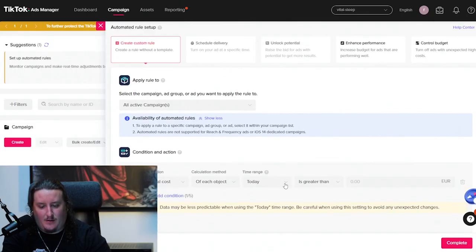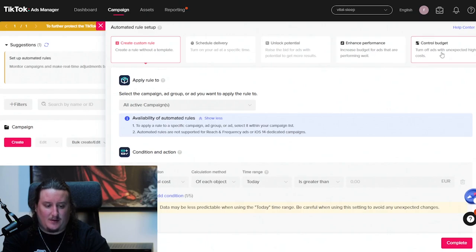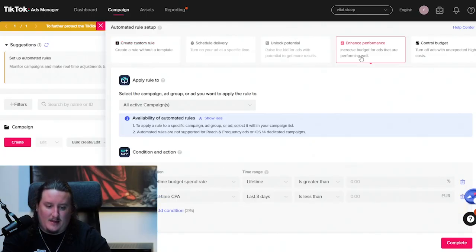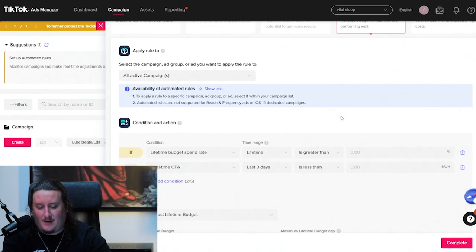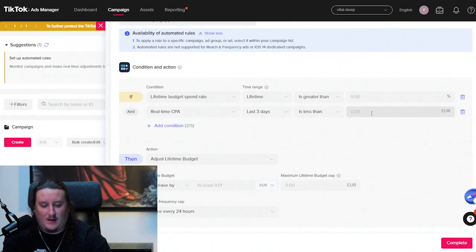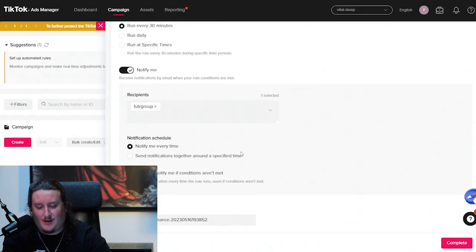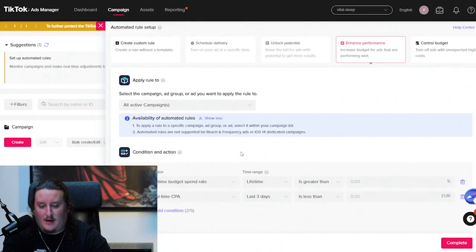Okay, so custom rules: schedule delivery, unlock potential, enhance performance, control budget. They basically give you the templates that I created on Facebook manually. Enhance performance is just automatic, so the lifetime budget spend rate is greater, the real-time cost per acquisition is less than, adjust lifetime budget by and so on. So it's lifetime budget stuff. It's not actual daily stuff.